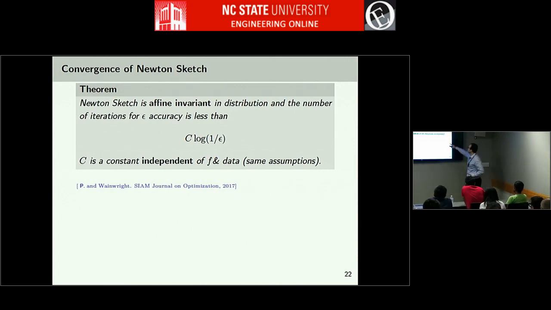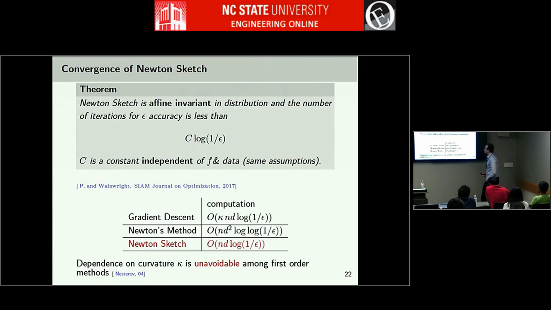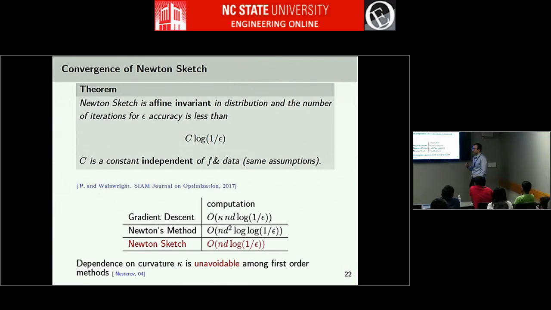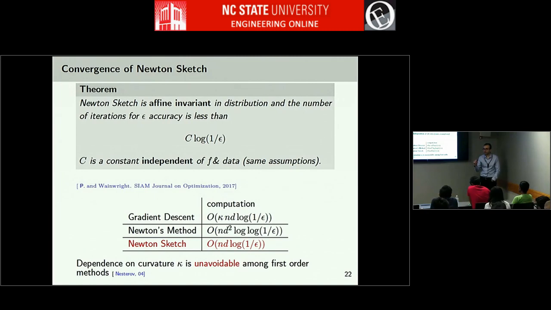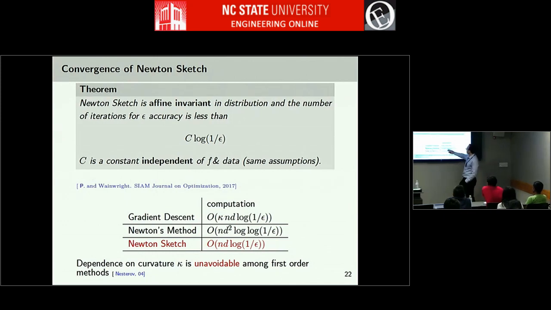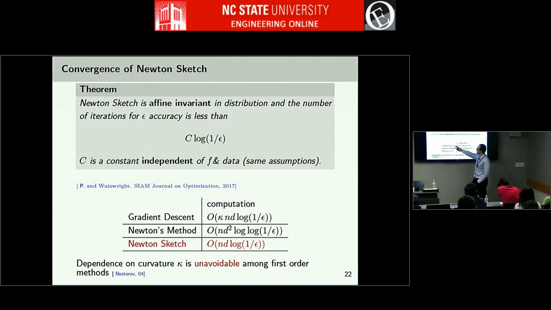So this is the important bit, because for gradient descent, and actually any first order method, the number of iterations they have to make to find an epsilon approximate point in objective value has to scale with the condition number, the curvature number. So the computational cost of gradient descent scales with kappa or square root of kappa, some dependence on kappa, times nd, because nd is the cost of getting one gradient, times log 1 over epsilon.